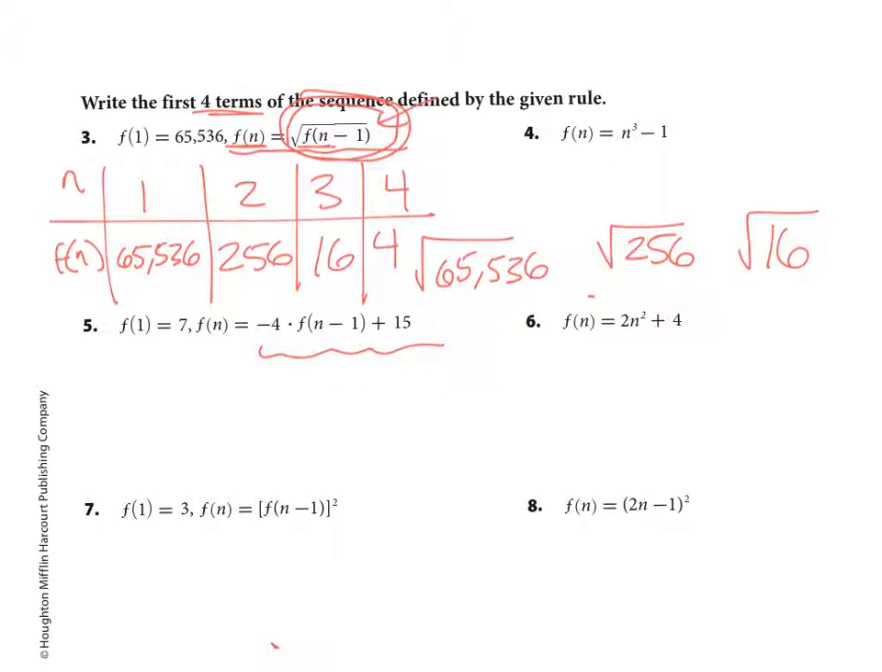So here's what I want you to do. I want you to go ahead and finish 1 through 12 all. Do all of those. And then I want you to do 13 through 23 odd. 1 through 12 all, and then 13 through 23 odd.